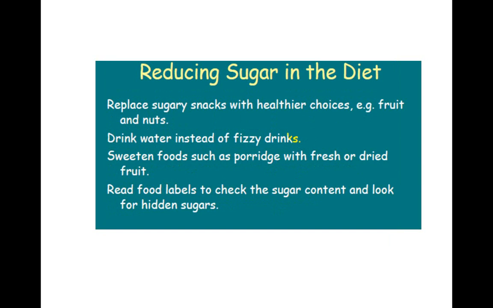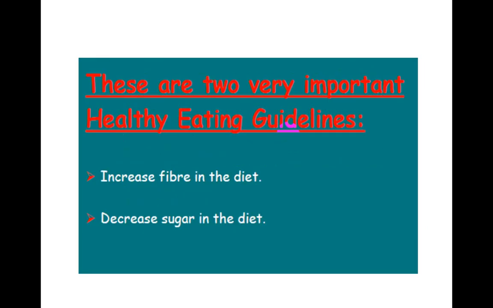Reducing sugar in the diet. Replace sugary snacks with healthier choices, for example, fruit and nuts. Drink water instead of fizzy drinks. Sweeten food such as porridge with fresh or dried fruits. Read food labels to check the sugar content and look for hidden sugars.